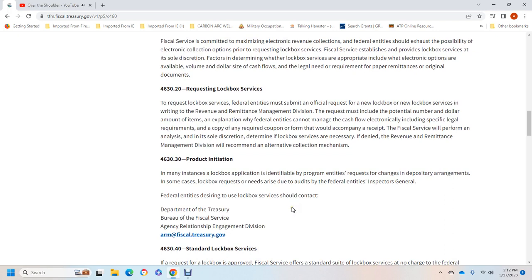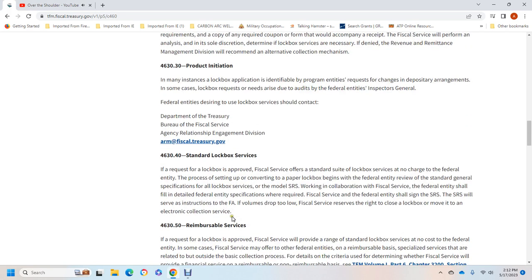The production initiation may institute, in many instances, the lockbox application indefinitely by program entities' request for the change of the depository arrangement. In some cases, lockbox requests need to arrive to audits and the federal entities' inspector general. Federal entities desiring to use the lockbox service shall contact the Department of Treasury Bureau Official Services Agency Relation Engagement Division.